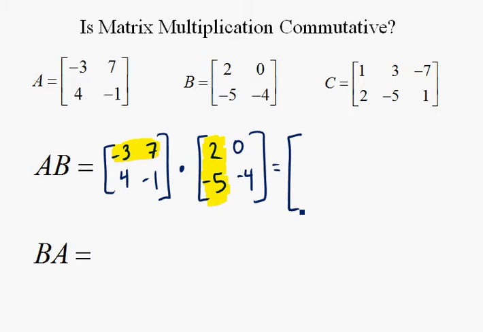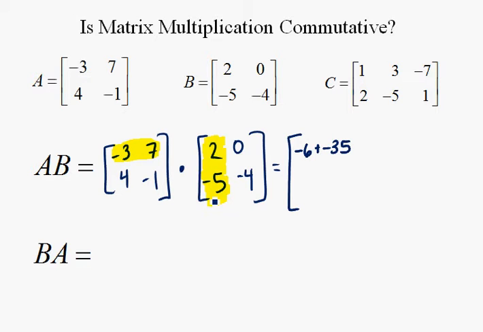To get my result, I take -3 times 2, which is -6, and I add it to 7 times -5, which is -35. So in order to get the entry that's in the first row and first column of my result matrix, I literally need to take the first row and the first column of the two matrices that I'm multiplying together and multiply the two entries and add them up.